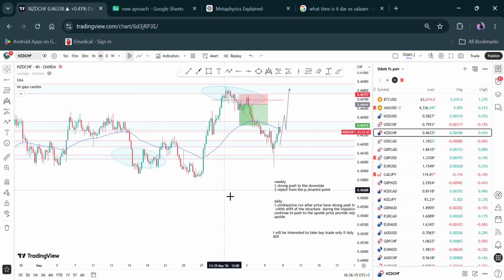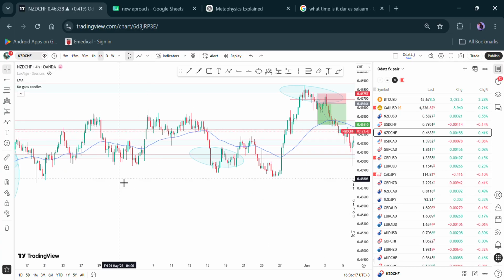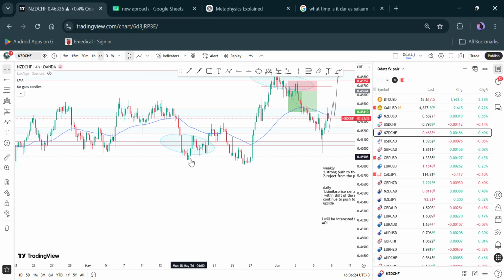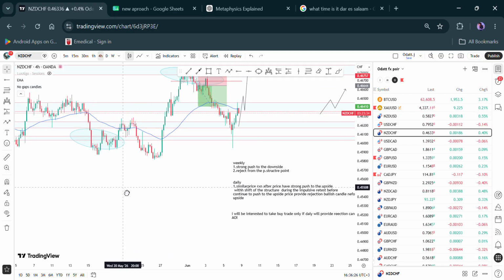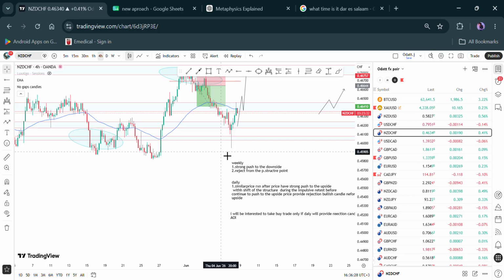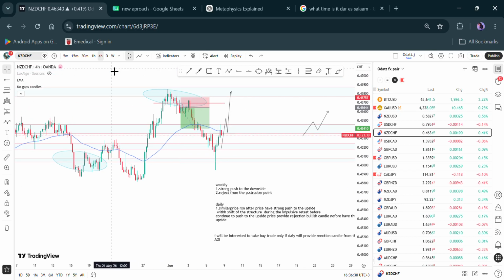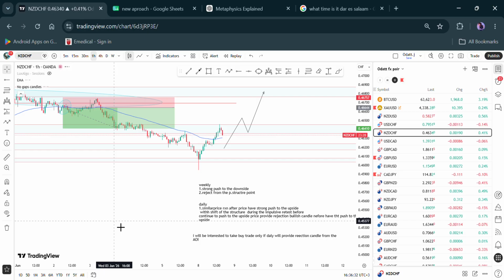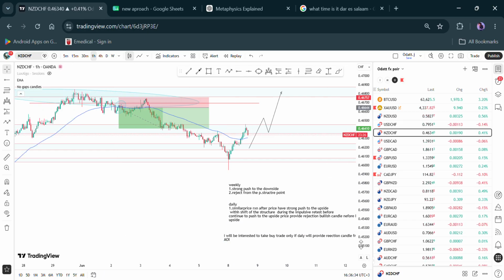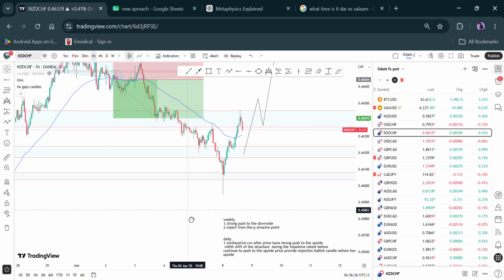Around this level, doji rejection went to the downside, doji rejection went to the downside, doji rejection went to the upside, doji rejection around here we went to the downside. The similar price reaction, a strong pin bar rejection went to the upside. But I didn't manage to take this trade because 1 hour didn't provide us the shift of market structure.